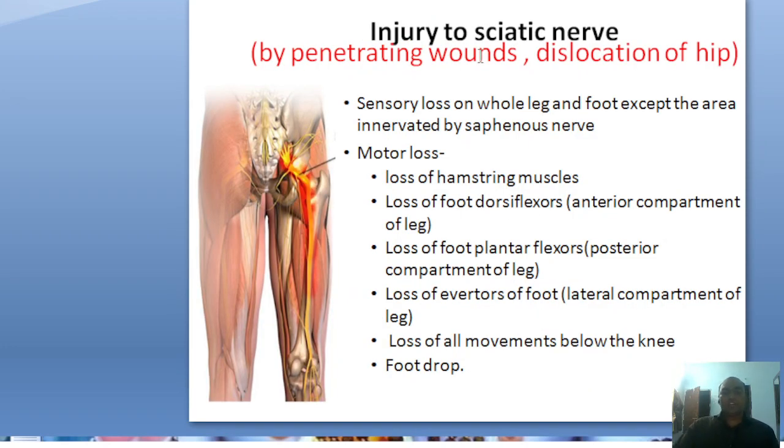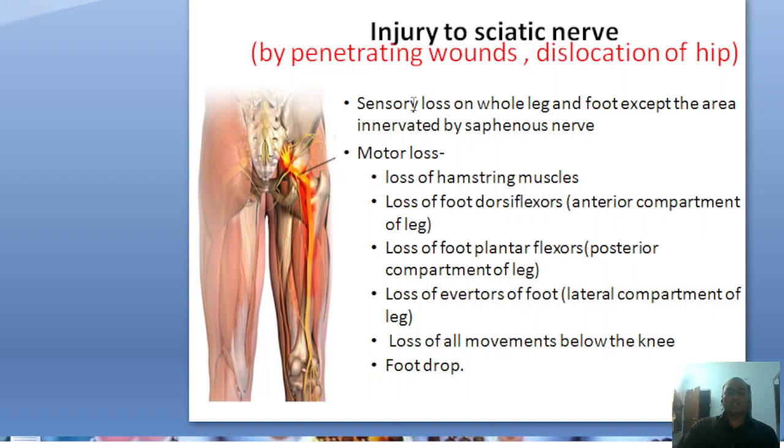Injury to the sciatic nerve by penetrating wounds, bullet injury, or dislocation of the hip joint causes complete sensory loss on the whole leg and foot except the area innervated by the saphenous nerve. The area below the popliteal fossa, the medial side, is not affected because it is supplied by the saphenous nerve. All the rest of the leg and foot are affected.